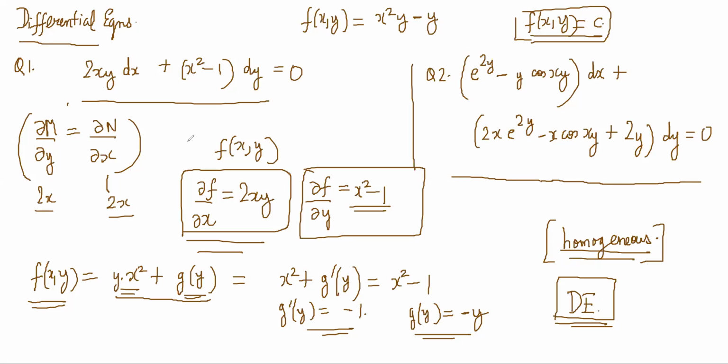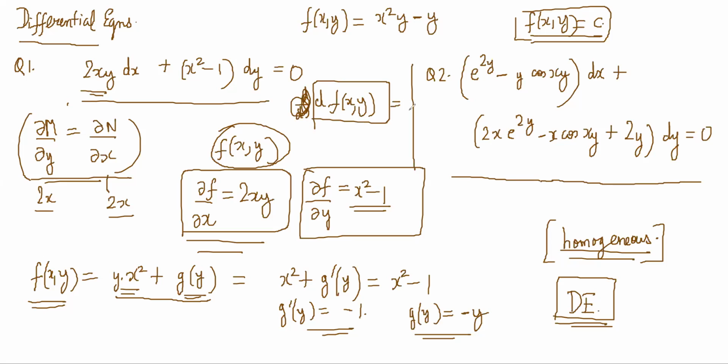This part was M, right? So we checked whether it is exact. Once we checked that it is exact, now we have to guess this function, and we have to guess whose exact differential it is. d of f of xy should be equal to 0, so the solution should come as f of xy equal to a constant, right? So now we have to guess this f of xy. We know that the partial derivative of f with respect to x is 2xy. So we put the dx this side and integrate. So f of xy should be with respect to x, right?